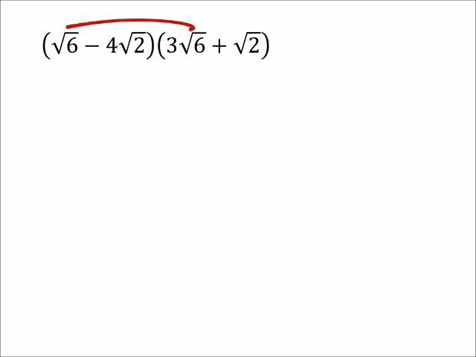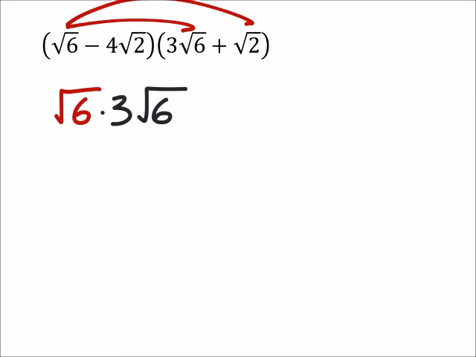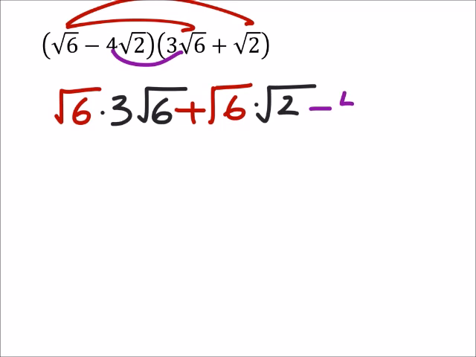First, let's distribute the square root of 6. So I'd have the square root of 6 times 3 times the square root of 6. Then I'm going to distribute the square root of 6 to this square root of 2, so plus the square root of 6 times the square root of 2. And then I'll multiply this negative 4 square root of 2 times the 3 square root of 6, so minus 4 square root of 2 times the 3 square root of 6.